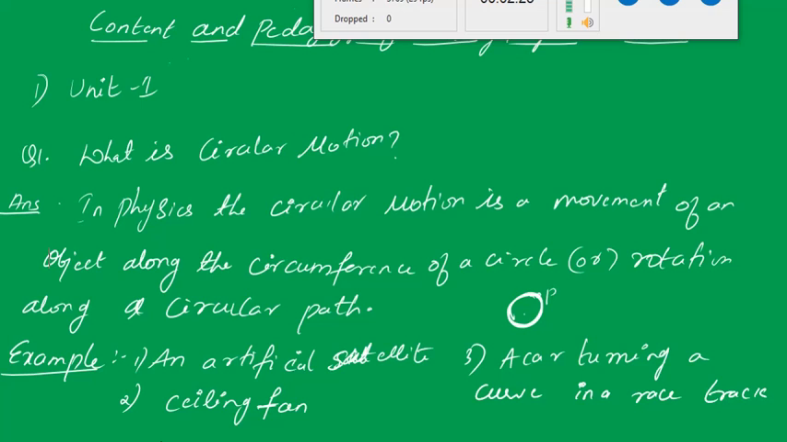And one more example is a car turning a curve in a race track. So we have a car, this is a race track. The car bends along this racetrack. This is also a motion called circular motion.